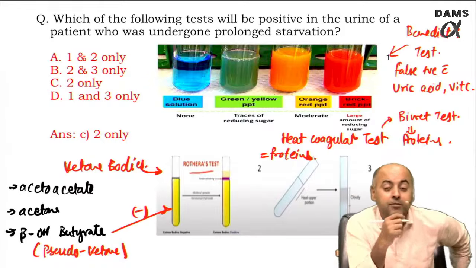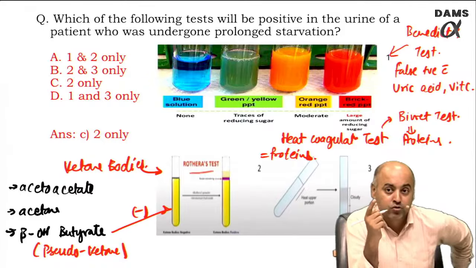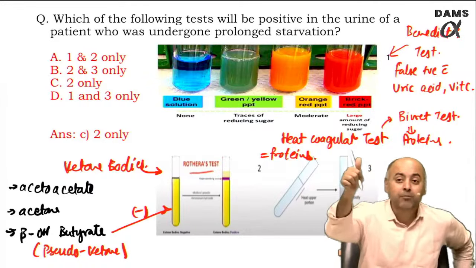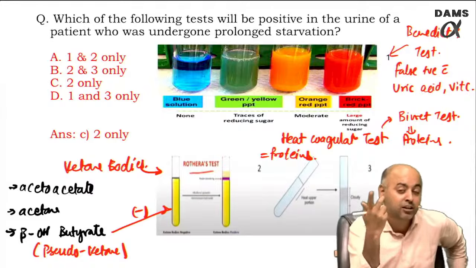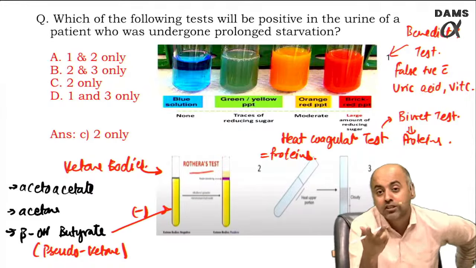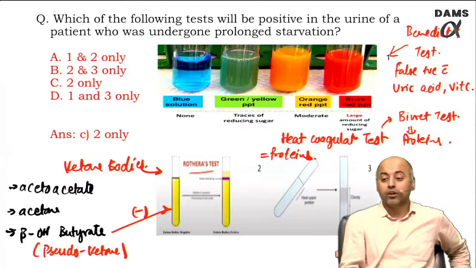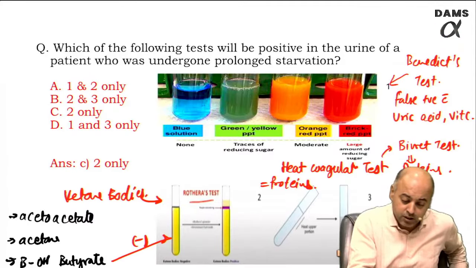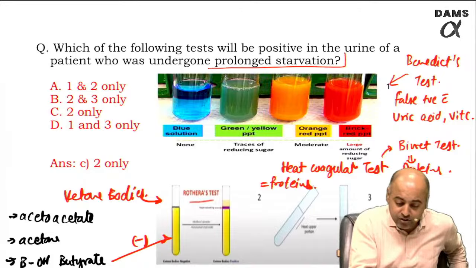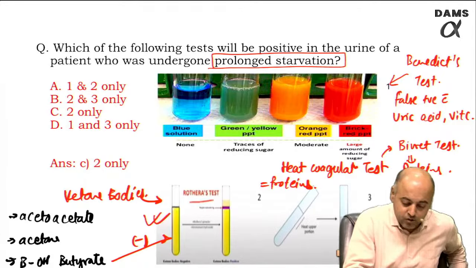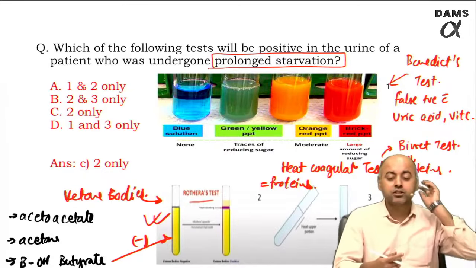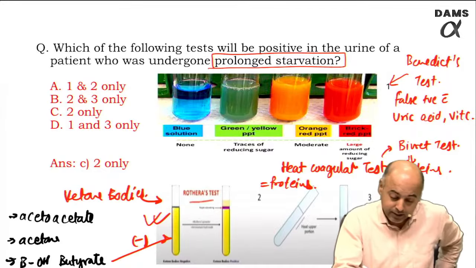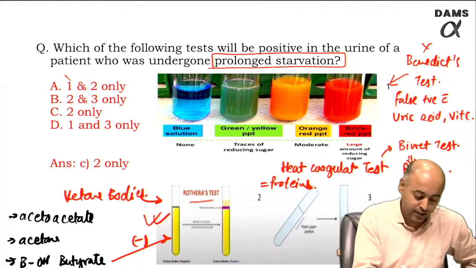Now we had said previously, in starvation also you are going to get the ketoacidosis. There are three causes for ketoacidosis. One was the diabetic ketoacidosis, second was the starvation, and third was the alcohol intoxication. All of these are going to cause the ketoacidosis, right? So here the question mentions the prolonged starvation is there, so obviously the Rothera's test is going to be positive. Now when the prolonged starvation is there, the glucose levels are likely to be on the lower side, so the Benedict test will not be positive, so one cannot be there.